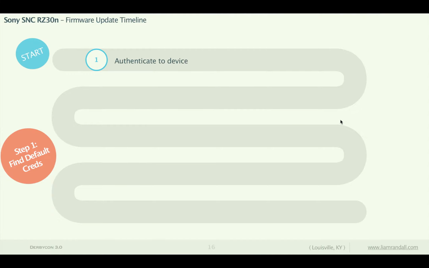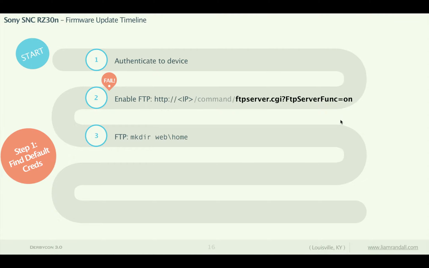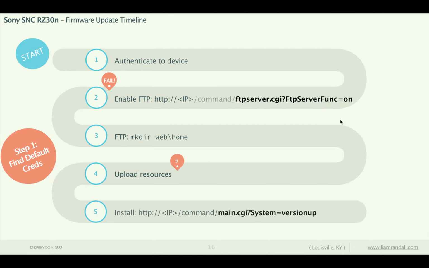So let's take a walk through how the firmware in this device is updated. Again, what we're starting with today is finding a device that has default credentials. So the first thing you do is simply authenticate to the device. Then, checking the IP, you can use the CGI commands to remotely turn the FTP server on or off. So if I wanted to upload my payload, I would obviously turn that on. I then FTP to the device and create a web home directory and upload whatever I want the device to end up with. I go ahead and push my resources up, and then I make another CGI call, and then boom, I own this camera.